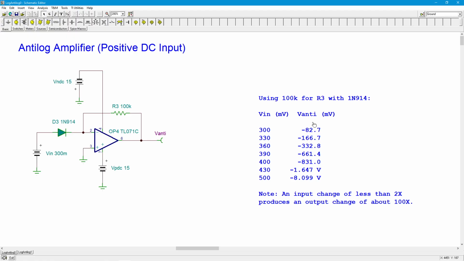The minus is expected. So when I go from 300 to 400 millivolts, right, that's only a 33% change. Look, the voltage out went up by a factor of 10, 82 millivolts to 830 millivolts. You crank it up another 100 millivolts on the input, and it goes up by another factor of 10, right? We're over 8 volts over here. So from 300 millivolts to 500 millivolts isn't even a 2-to-1 change, but the output increased by a factor of about 100. That's really expansive, okay?